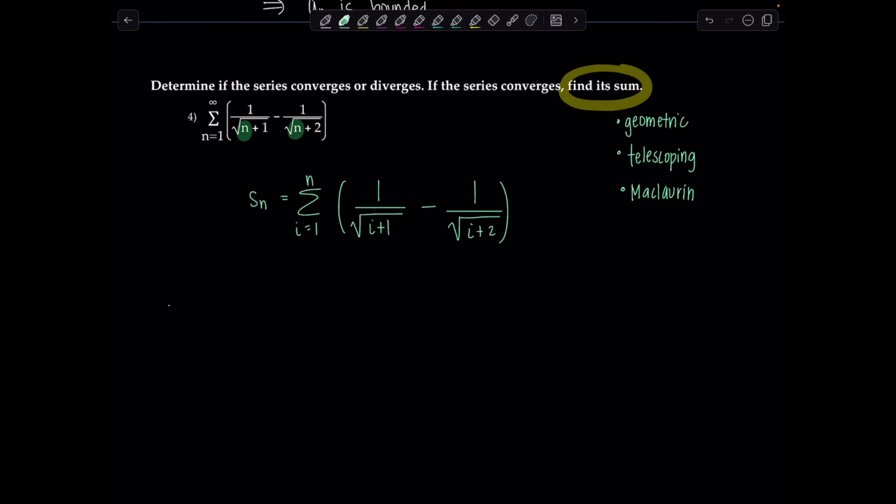So let's start with i equals 1. You'd have 1 over square root of 1 plus 1, which is 2, minus 1 over square root of 3. This is for i equals 1.